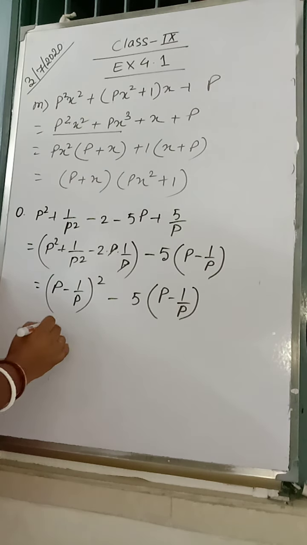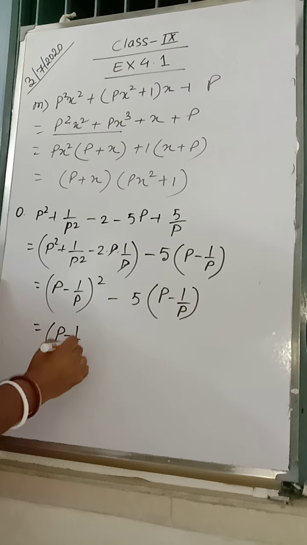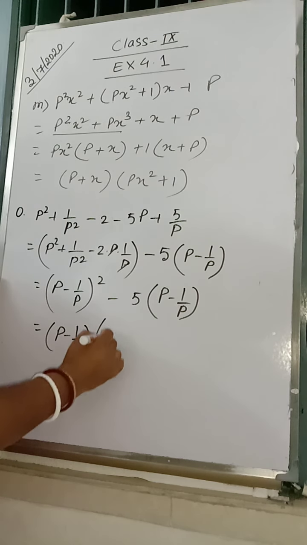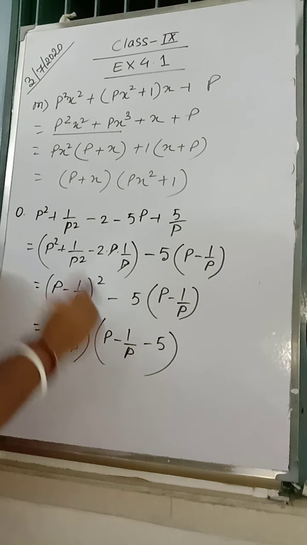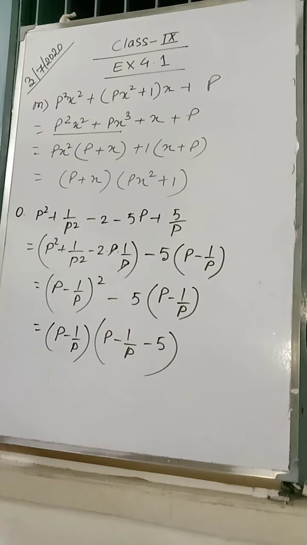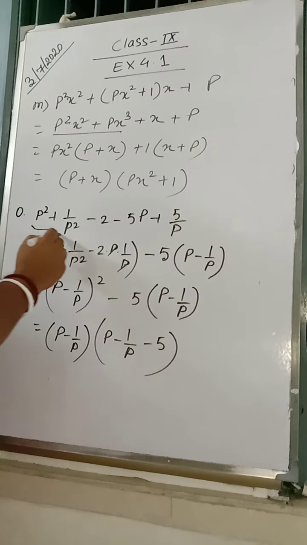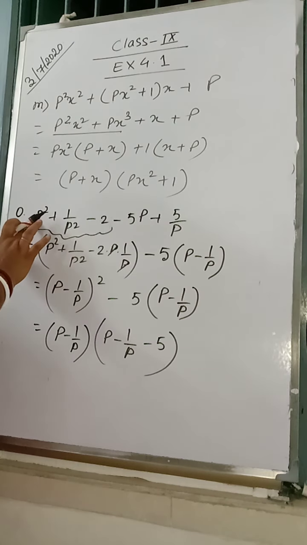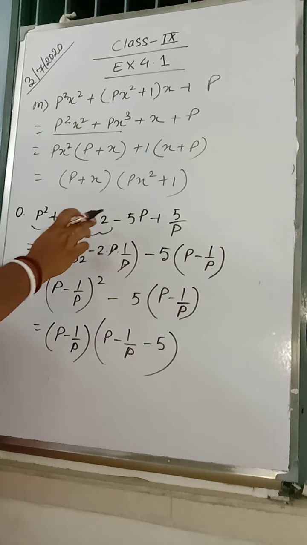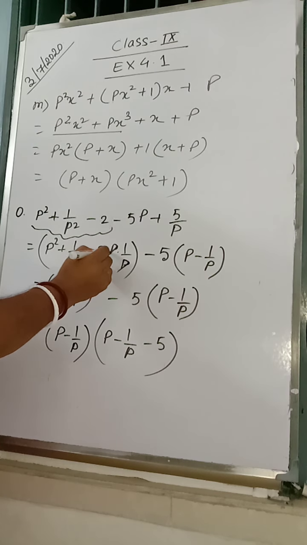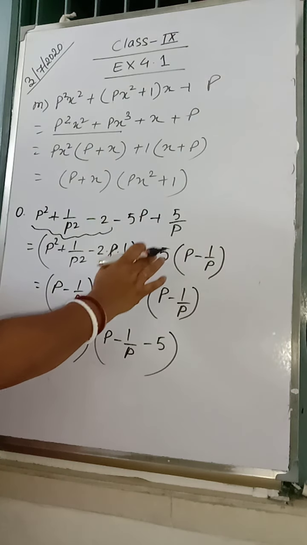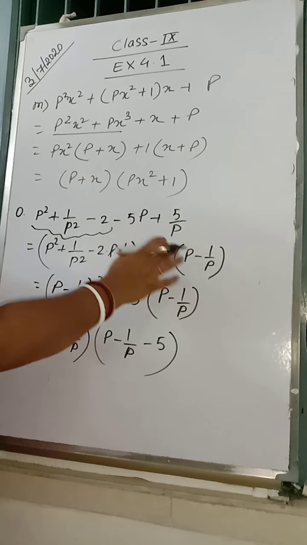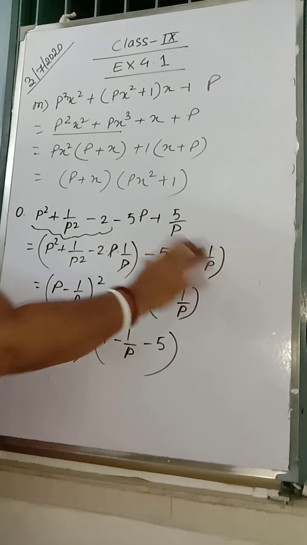Now what is taken common? p minus 1 by p is common. Here I am left with p minus 1 by p, and here I am left with minus 5. Once again I am telling you, these three are combined together. You see, a square plus b square minus 2ab. How 2ab? 2 into p into 1 by p, so p is cancelled, it is 2. And from this 2 I have taken minus 5 common, so this p is left, this 1 by p is left.